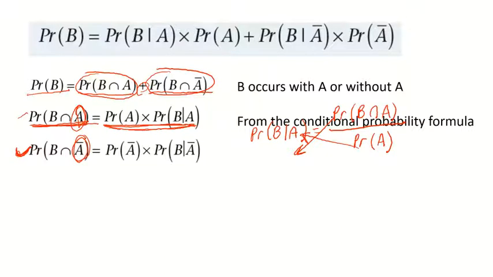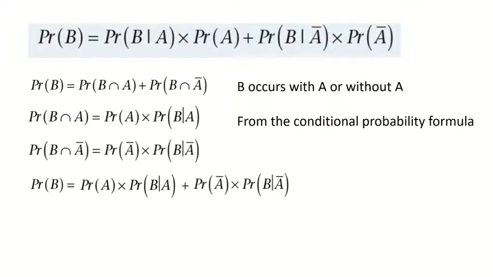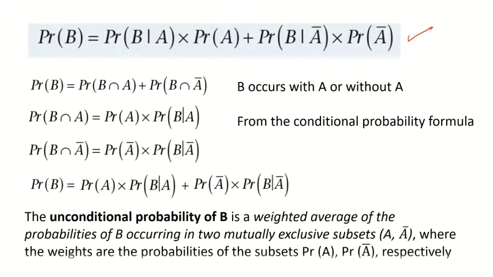So these are all from the conditional probability formulas. So all in all, if we are going to consider unconditional probability of B, then we have to add both of those conditions. And you see how we arrive with the original equation. So this is a summary of what unconditional probability is.